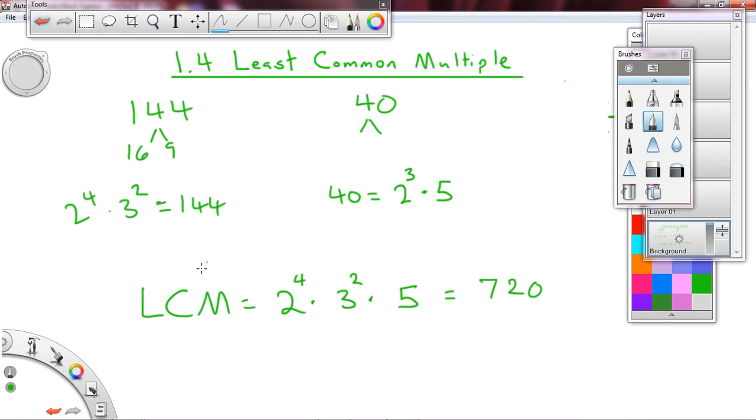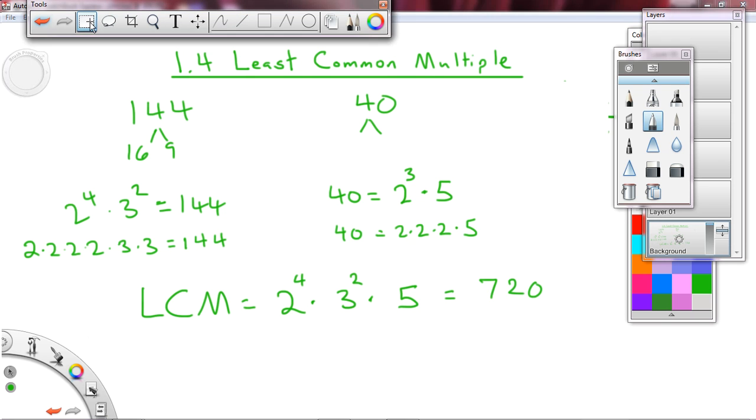Now, let me break that down for you a little bit. I kind of jumped some steps here because I used exponential notation. What you might do is this. You probably count them out. And 40 is equal to 1, 2, 3 of those 2's times 5.